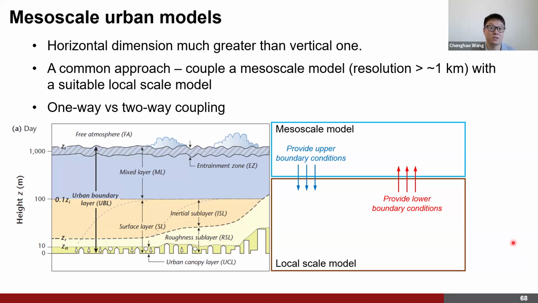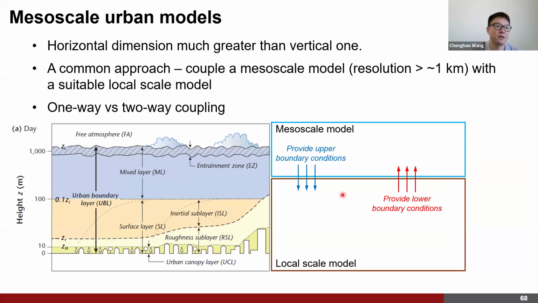We need to use some mesoscale model or even global scale models. A commonly used approach is to couple a mesoscale model with a suitable local or microscale urban climate model. We use the so-called coupling approach to consider the interactions between these coarse resolution mesoscale models and the finer resolution urban climate models. Basically, the mesoscale models provide upper boundary conditions to force this local scale model. When we solve this local scale model, it also provides lower boundary conditions as an input into the mesoscale model to change some conditions. So we have this two-way coupling.